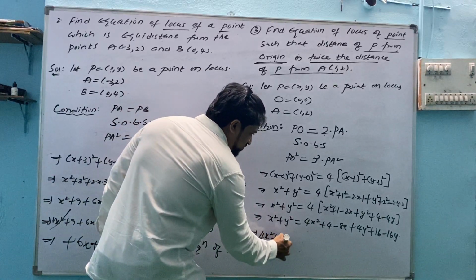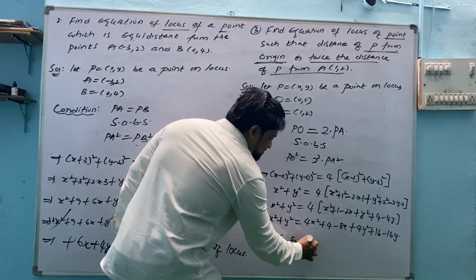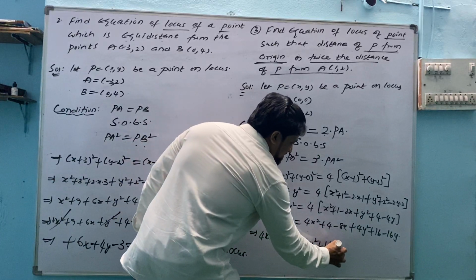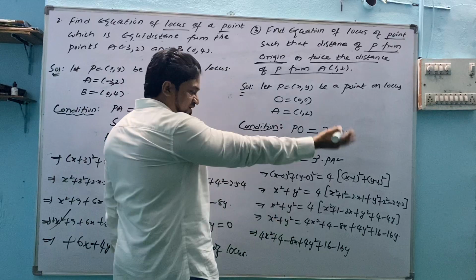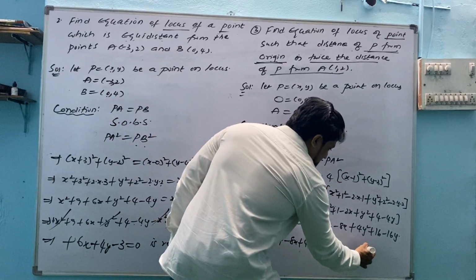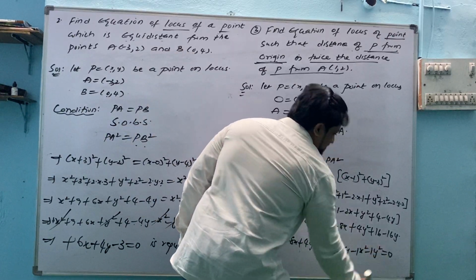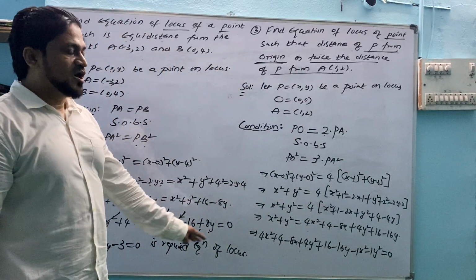4x square plus 4 minus 8x plus 4y square plus 16 minus 16y. That is the right side, then the left side values we are sending there: minus 1x square minus 1y square equal to 0. Now we have to arrange and write.